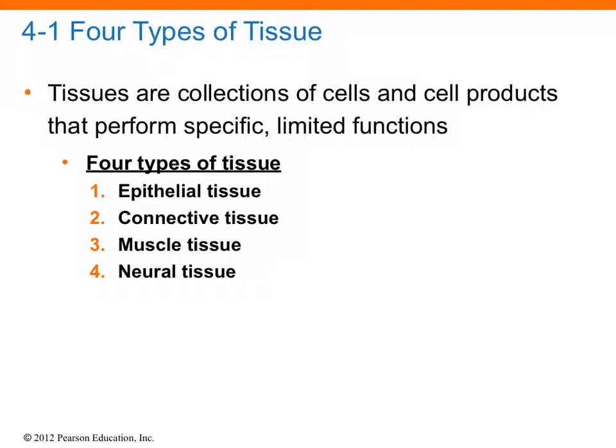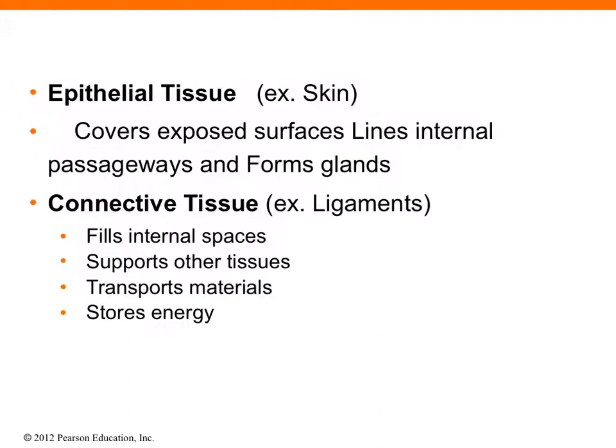1. Epithelial tissue, 2. Connective tissue, 3. Muscle tissue, and 4. Neural tissue. Epithelial tissue, an example, is the skin. Basically, epithelial tissue covers exposed surfaces, lines internal passageways, and forms glands. That's what we're going to talk about today.